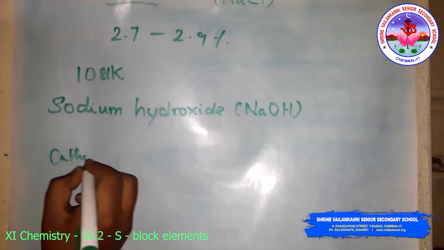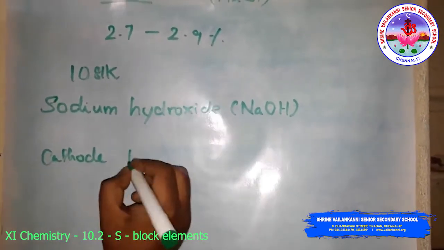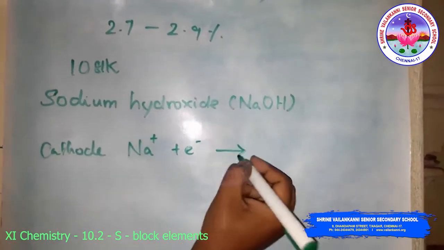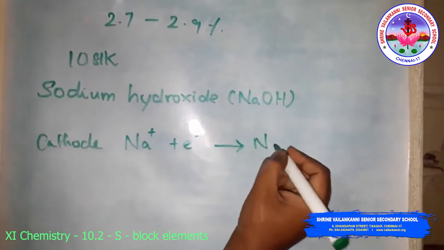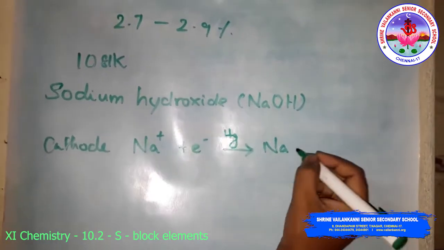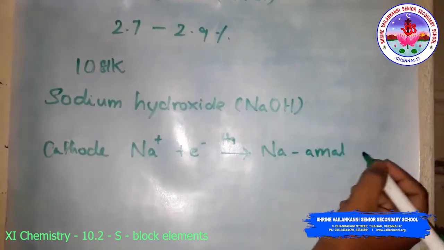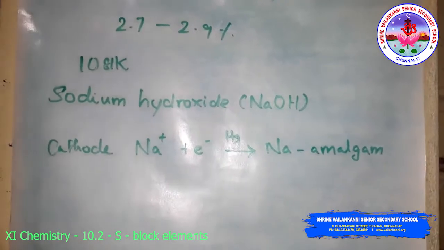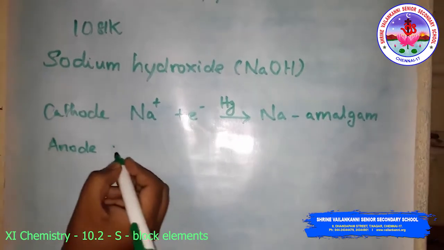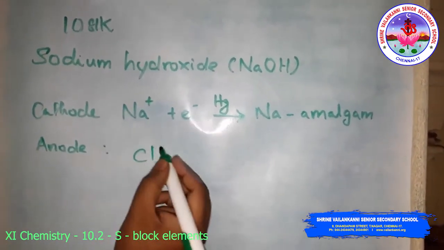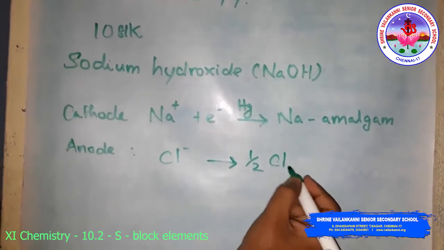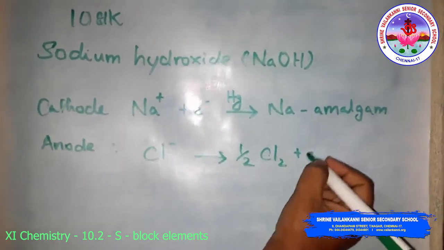At the cathode, it undergoes reduction. So, Na+ gains 1 electron to give Na, in the presence of mercury, as Na amalgam. Then at the anode, Cl- undergoes oxidation to form Cl2 and 1 electron.